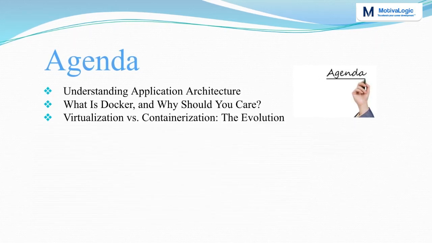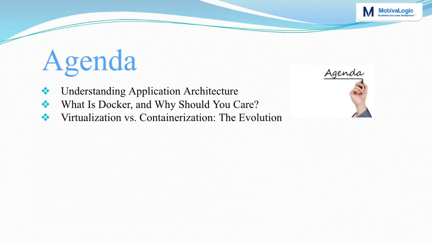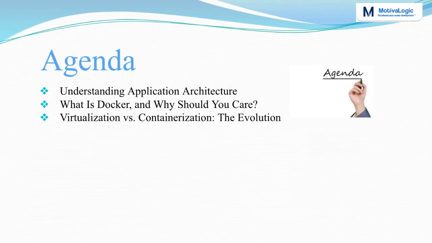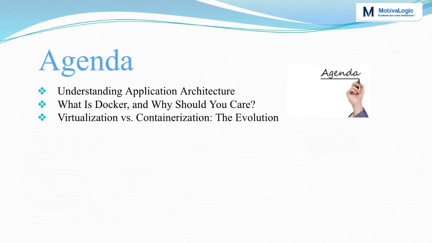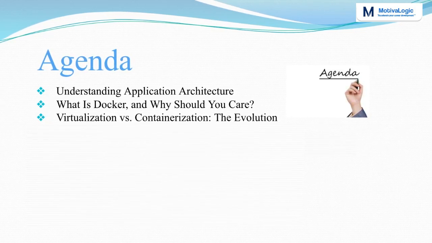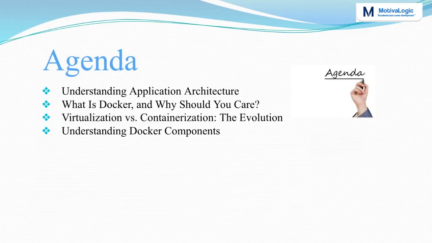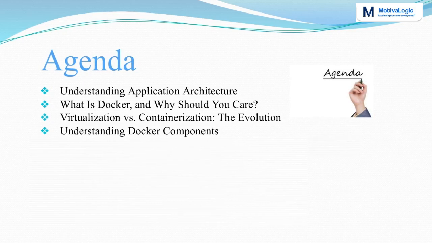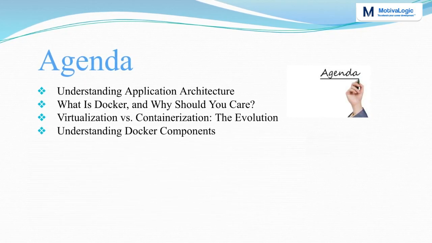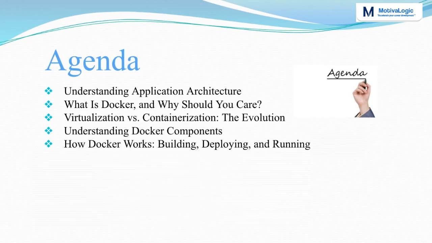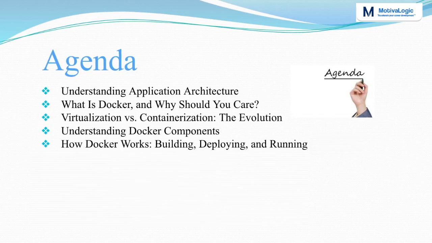From there, we'll take a step back in history and look at virtualization versus containerization, the evolution. This section will help you understand how containerization emerged as a more efficient and flexible alternative to traditional virtualization methods. Then, we'll dive into understanding Docker components. Here, we'll explore the building blocks of Docker, from images to containers, networks to volumes, and how they all work together.